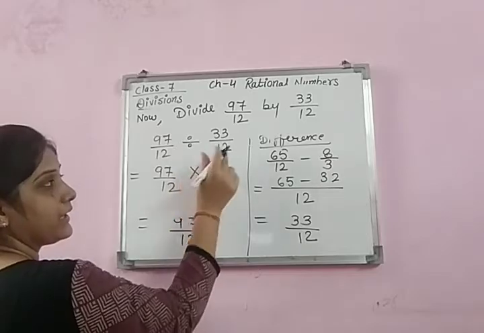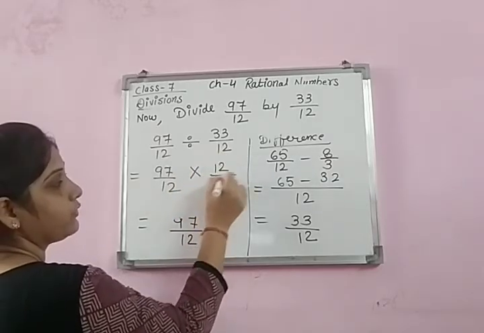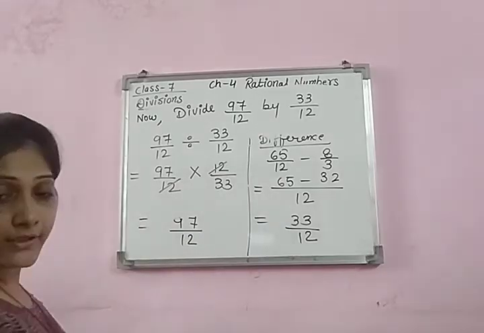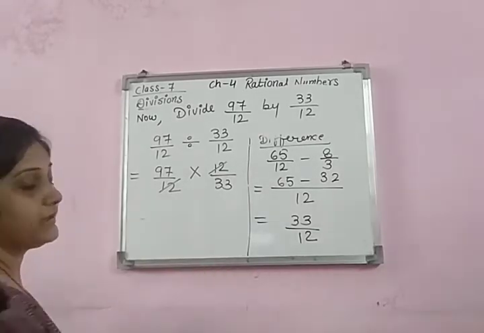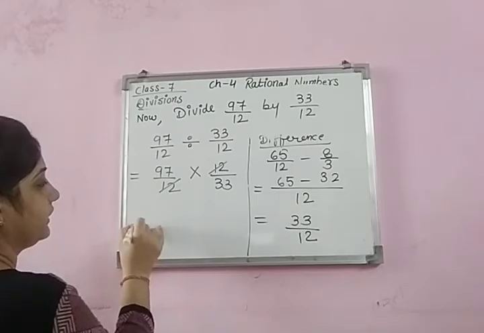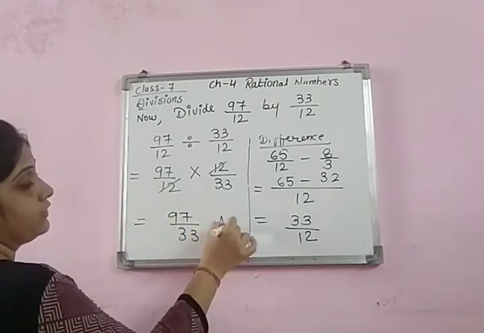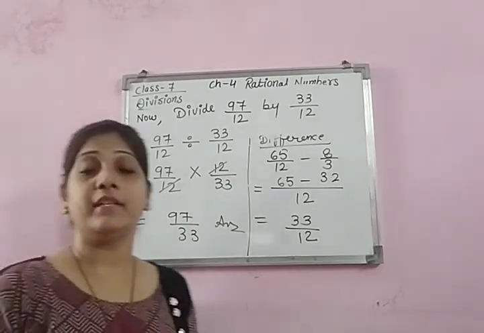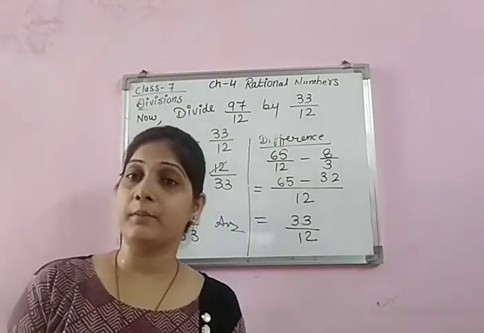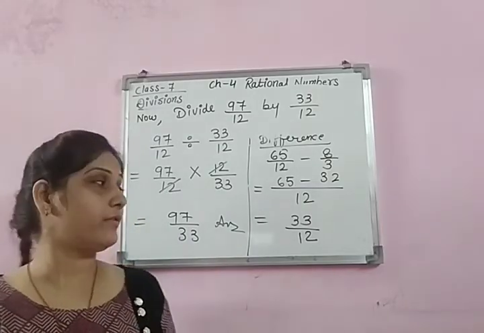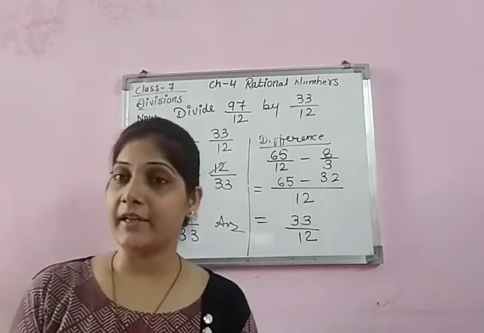Divide, convert into multiply, the second number will get reciprocal. 12 is cancelled out by 12. What is left? 97 by 33. I think it cannot be cancelled more. So this is your final answer. So when we divide the sum of the given two rational numbers by their difference, we will get this answer, the final answer.